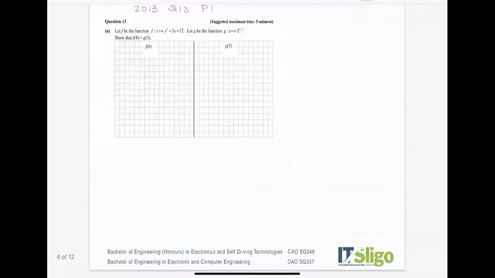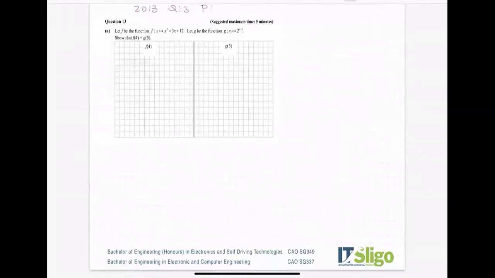So the 2013 question, it was question 13 in paper 1, states as follows. Let f be the function f of x is x squared minus 3x plus 12. Let g be the function g of x is 2 to the power of x minus 1. Show that f of 4 equals g of 5.